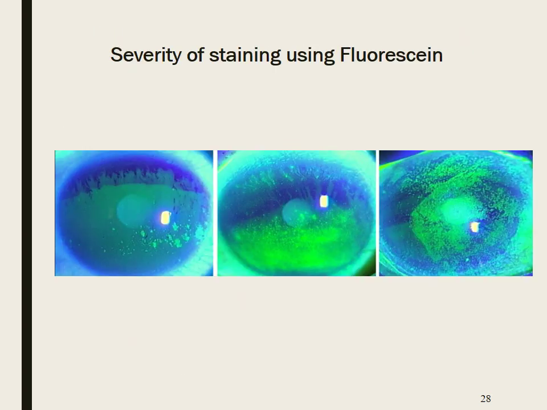This is staining using the fluorescein. We can see the severity of the staining on the center of the cornea. The first one has no staining on the center, it's only the superior part. The second picture shows some staining on the central cornea, and the third picture shows diffuse staining all over the cornea.